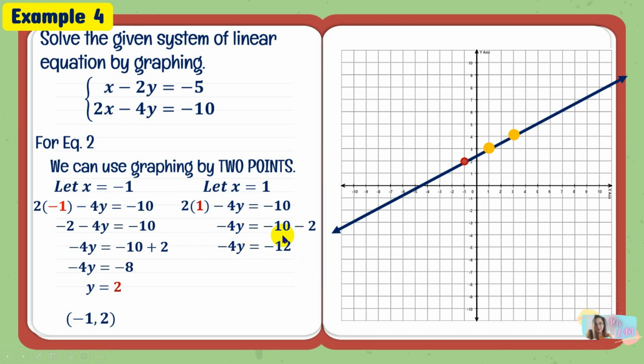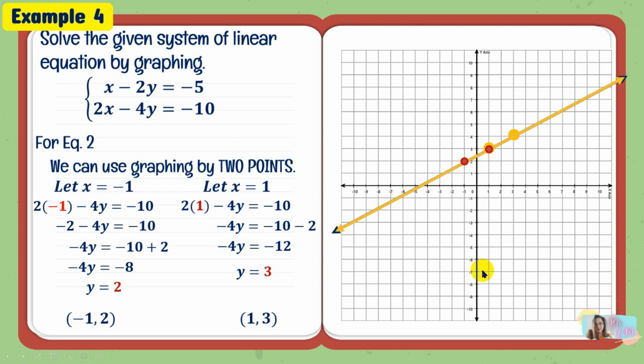Negative 4y is equals to negative 10 minus 2. And negative 10 minus 2 is equal to negative 12. Then, divide both sides by negative 4. The result is positive 3. So, ito ngayon yung ating second point for the second linear equation, 1 and positive 3. Doon tayo magpa-plot ng ating second point. Then, draw the straight line passing through that 2 points.